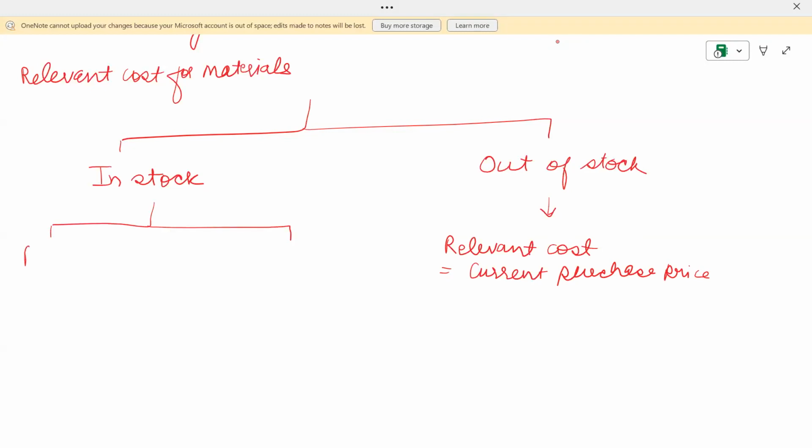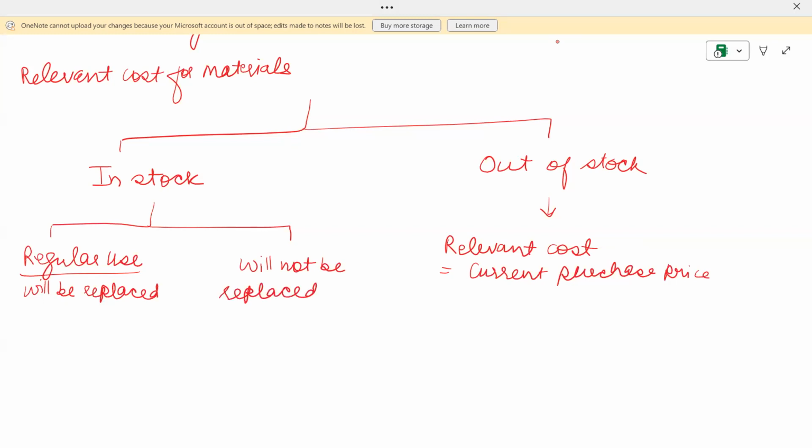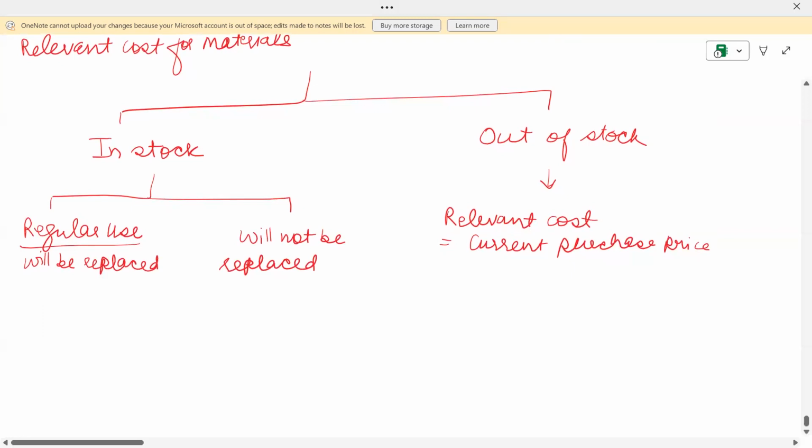So perhaps we have a regular use for this material. The second scenario is that if it's in regular use and we use it for this contract, then it will be replaced. But if we have this material in stock and this is not something which we use regularly, then it will not be replaced. So these are the two scenarios which can occur if the material is in stock.